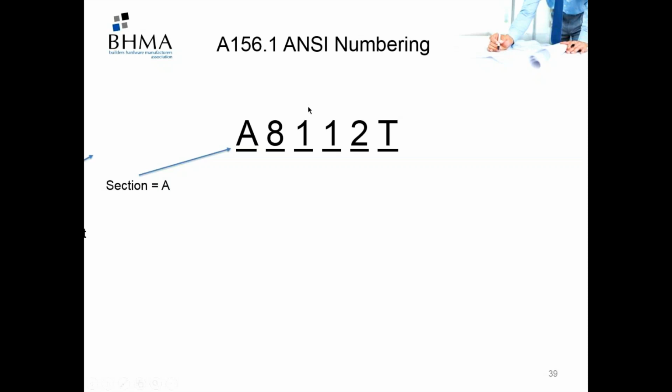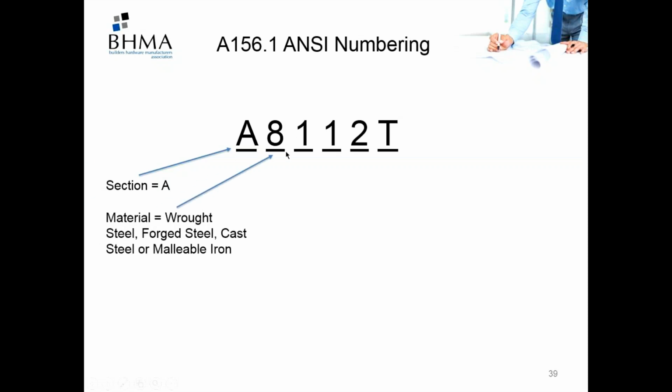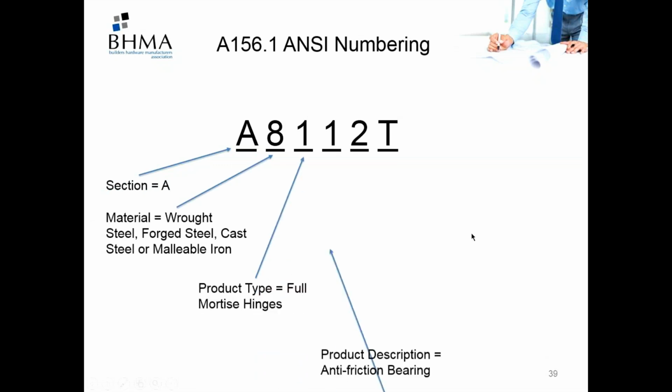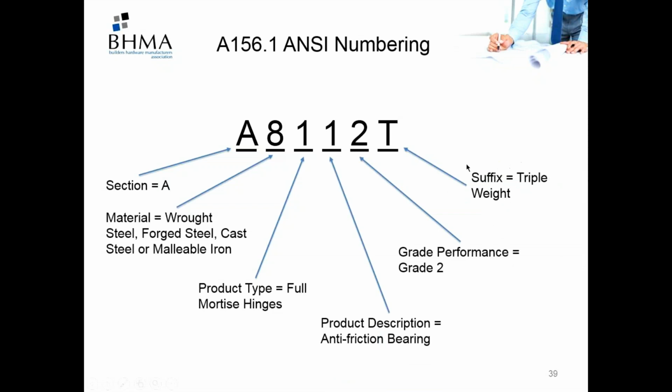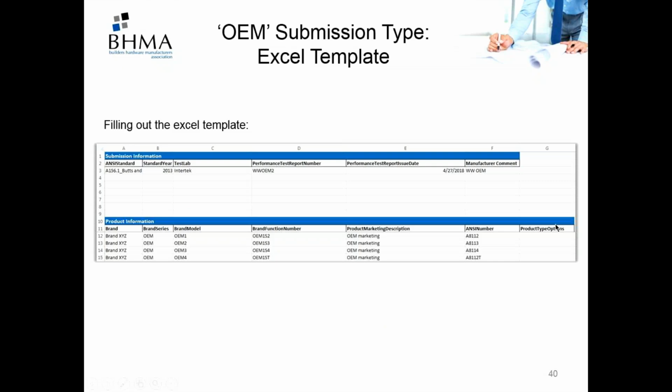So the first character is A. It's going to have section A. 8, it's going to read it as wrought steel, forged steel, cast steel, or malleable iron. 1, it's going to understand it as being a full mortise hinge. For the product description, it's going to be anti-friction bearing. For 2, it's going to be grade 2, and because it has the T as a suffix, it knows it's triple weight. So again, that's how you're filling out the ANSI number, and it's very important that you're getting it right.